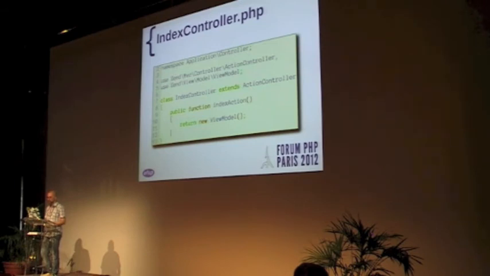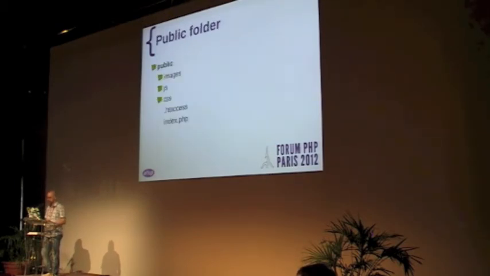So it's quite powerful. Of course, in this case, we are just returning without any parameters. But if you want to pass something to the view, you just have to pass an array of parameters in the constructor of the view model. So very, very simple. Okay, let's continue with the other folders.